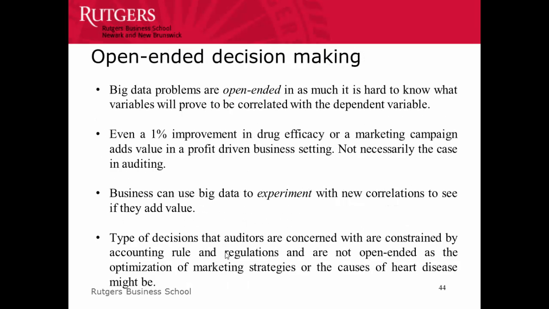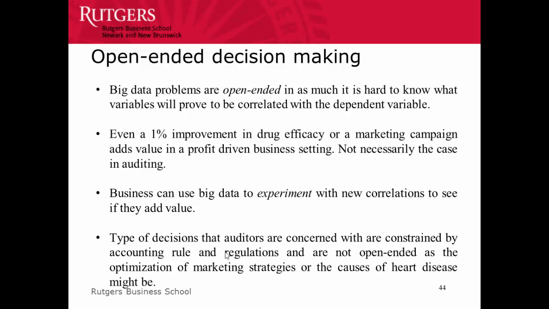In addition, big data problems are open-ended, which means that sometimes it is very difficult to tell what variables will prove to be correlated with a dependent variable. In a business setting, even a 1% improvement in drug efficiency or marketing campaigns adds tremendous value for the company. But this is not necessarily the case in auditing. They are not making profit by providing a 100% increase in accuracy.